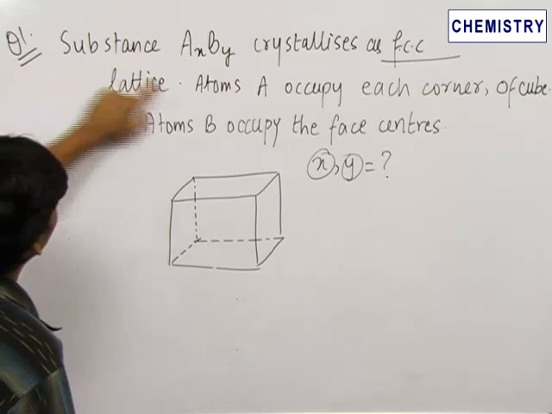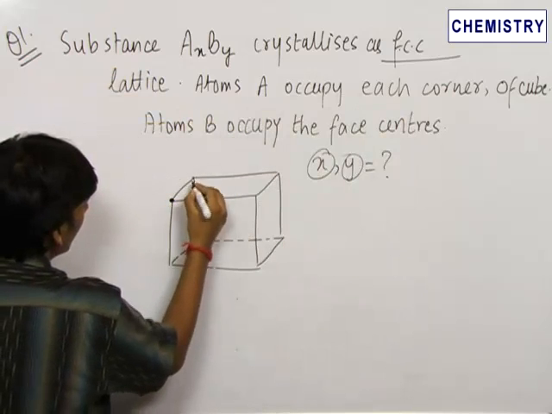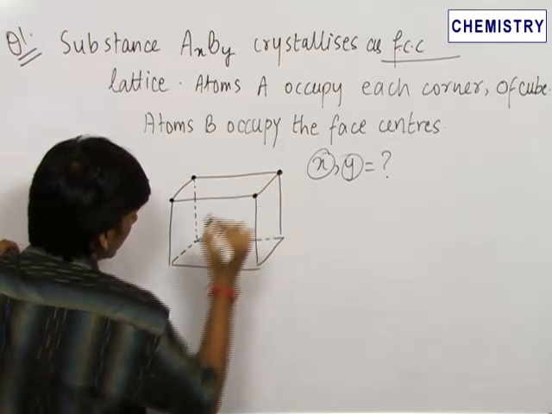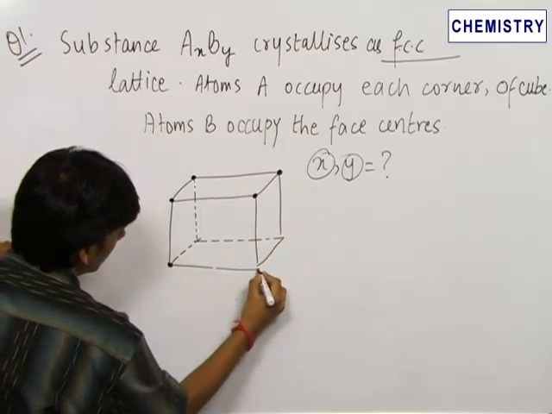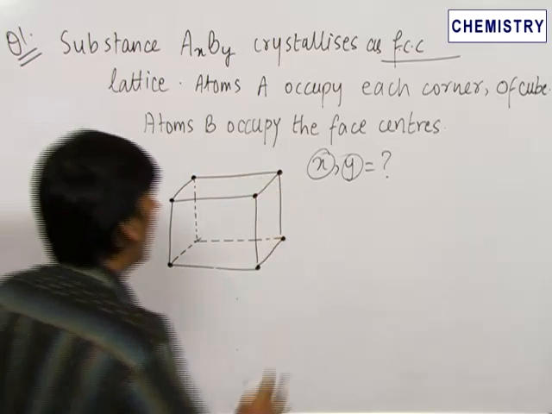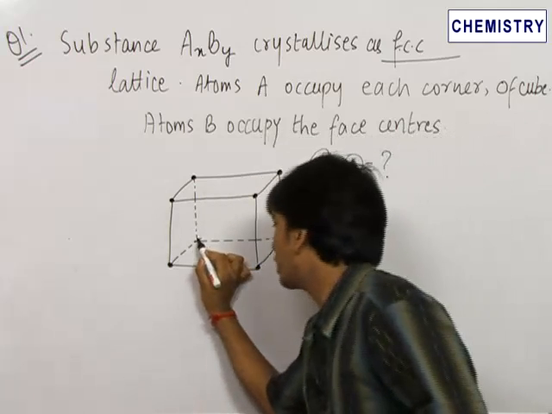Now, atoms A occupy each corner of the cube. So let me mark them by black dots. Eight atoms of A are located at these positions, and one over here also.